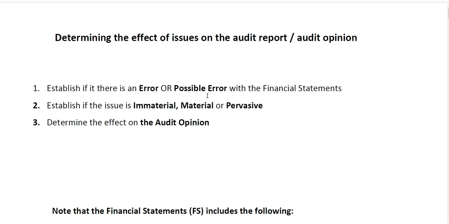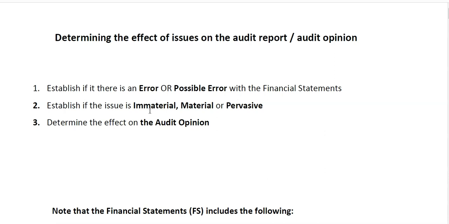The possible error is a limitation of scope issue. Establish if they're immaterial, material or pervasive, and then the effect on the audit opinion. So in some of these scenarios there isn't actually anything wrong, or there isn't any possible error in the financial statements. So then the statements are correct. And also, if there is an issue but it's immaterial, then that means as well the financial statements are correct, or the financial statements are true and fair.